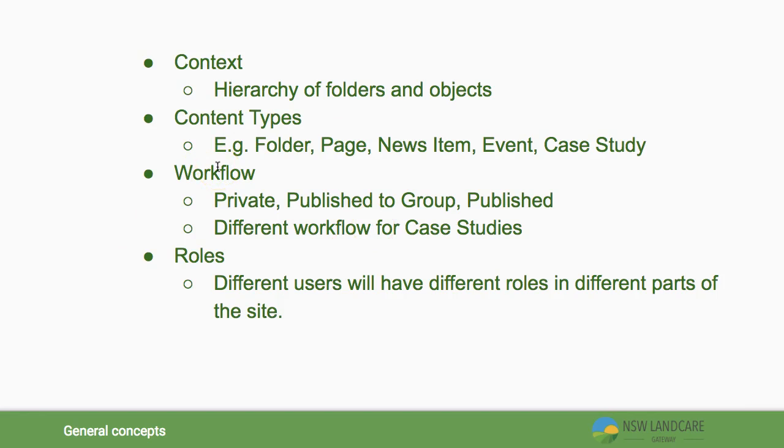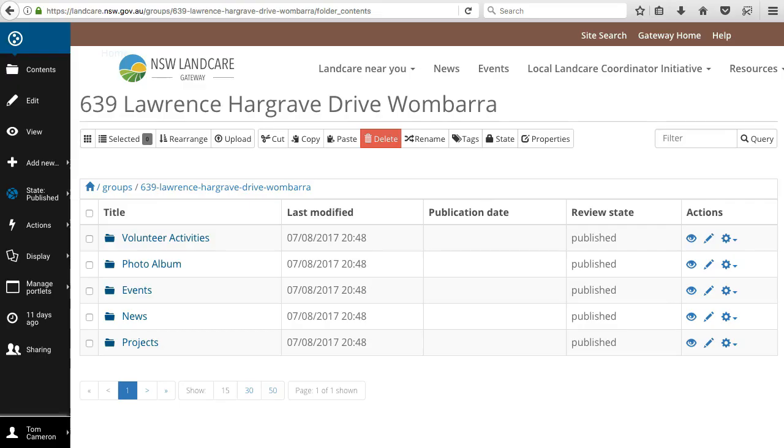So the next thing I'll talk about is content types. Within the context of the arrangement of content on the website, you can actually add and edit multiple different types of content. The most obvious ones you could imagine are folders and pages, but there are also specialized content types such as news items, events, case studies, and there are actually quite a number of specialized content types.